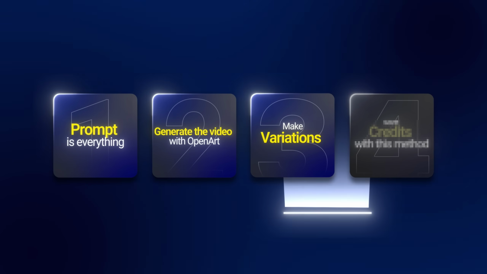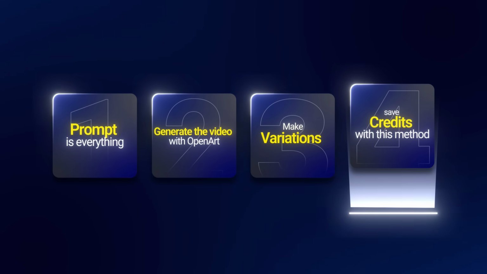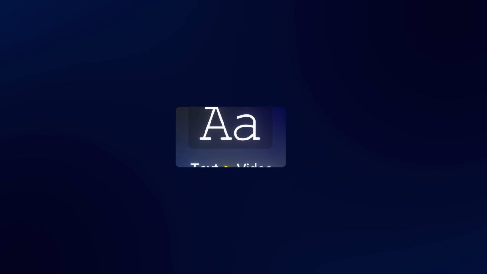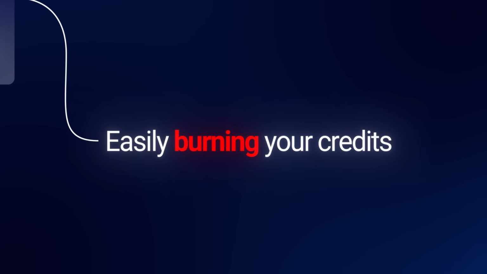Okay, so now you know how it works, but before you go burning through all your credits like I did, here's one simple trick you can do to save some credits and get the exact results you're aiming for. The problem with going directly to text to video is you'll have no control over your visuals and you might end up burning your credits first before getting the image you want. So what you need to do is generate an image first.